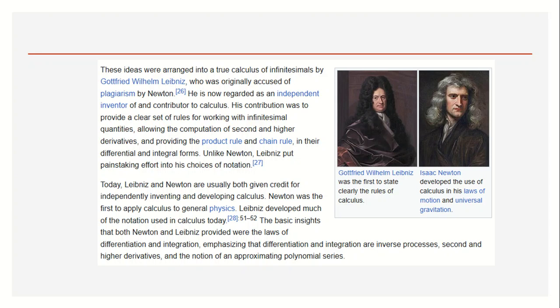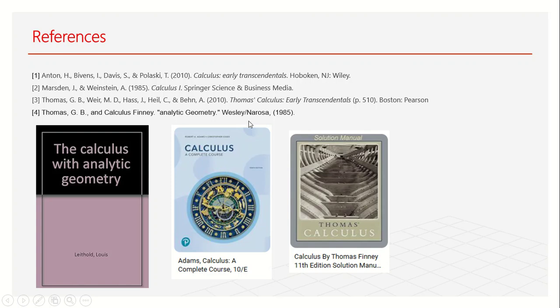But it's not a bad idea to have some background in your mind and see these applications as well. You can see the picture of the two founders of this subject, Leibniz and Newton, who simultaneously discovered the concepts of the derivative and integration. We will discuss this through the course as well. You can see some references here as well.